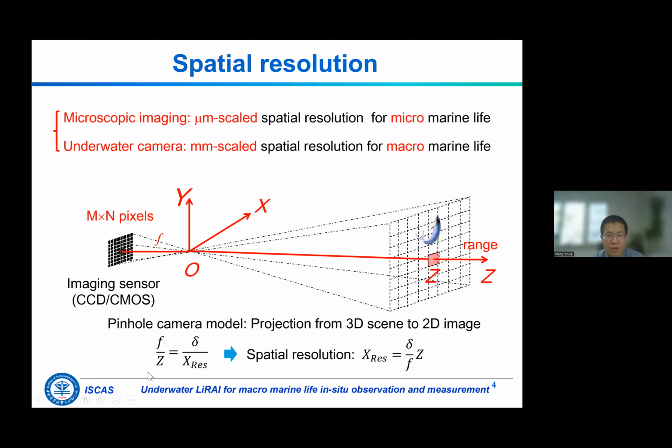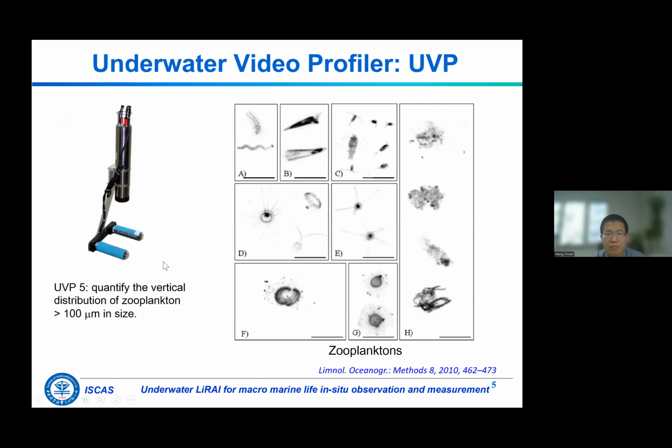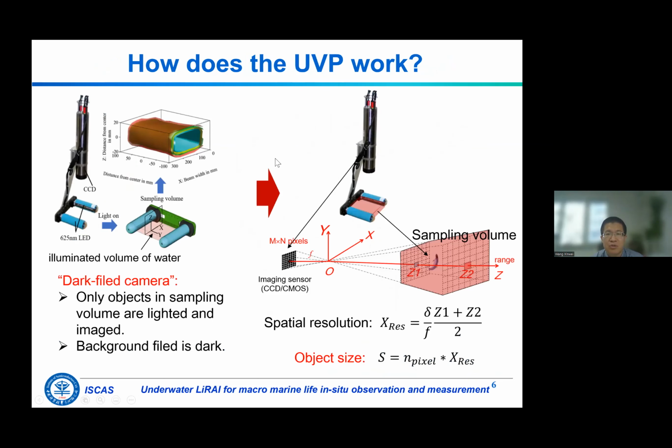So from the pinhole camera model, we can calculate the spatial resolution if we know the range between the target and the system. Here is an example of a microscopic imaging system, the Underwater Video Profiler, and it can quantify the vertical distribution of zooplankton with more than 100 micrometers in size. Let's see how the UVP works.